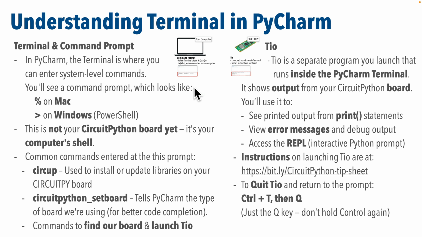Now the kinds of commands that we're going to execute when we work with CircuitPython are things like circup. We've already seen that. That's a special program that goes and gets libraries and installs them on our board. And later on in this lesson, we'll also see that we use the command prompt to execute the CircuitPython setBoard command. That's just going to tell our PyCharm project which board we're using, and that's going to help us in code completion. And we'll also use the command prompt to figure out which port our board is connected to, and we'll use that to launch TO. There are other commands we could enter here too, and if they become important, we'll introduce them in our lessons.